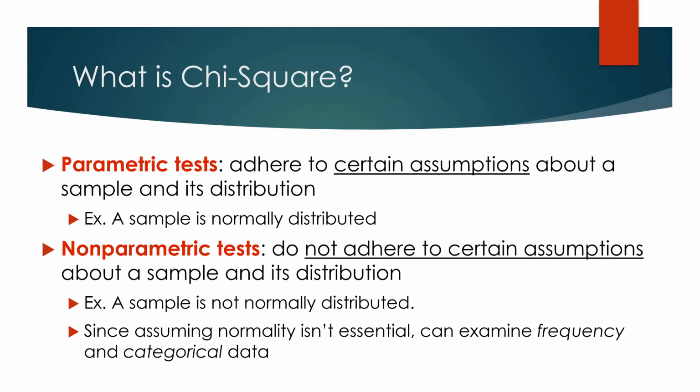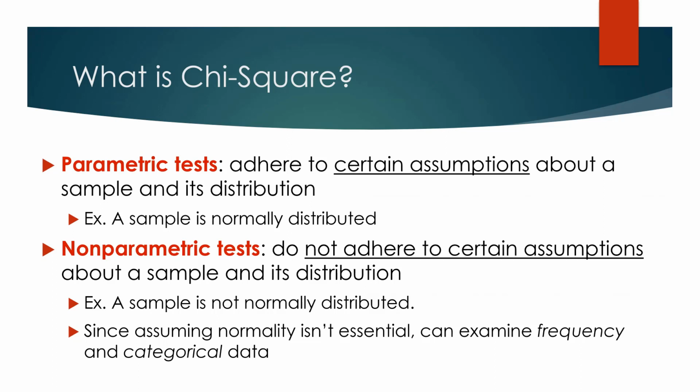A major assumption in a parametric test is that the sample is normally distributed. In contrast, a non-parametric test is a statistical test that does not adhere to certain assumptions about the sample and its distribution. So a non-parametric test doesn't assume that the sample is normally distributed. This is useful because not all data is normally distributed, and so a non-parametric test can be used to analyze data that is not normally distributed.